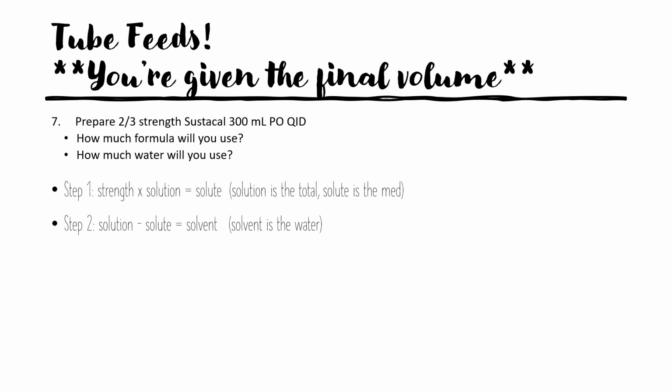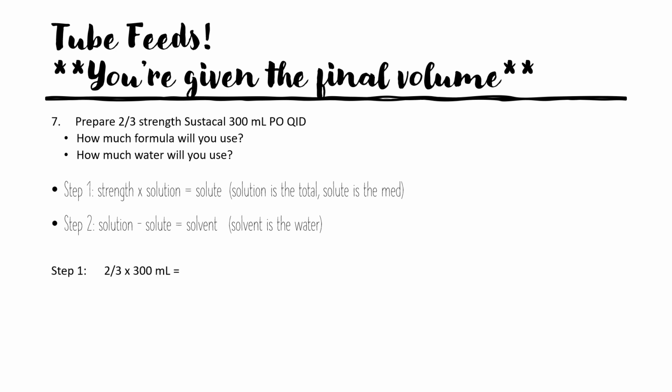So here you're given the final volume. Prepare 2/3 strength Sustacal, 300 milliliters, that's your final volume, PO, QID, how much formula will you use, how much water will you use. I like to do step 1, step 2, where step 1 is the strength times solution equals the solute, and step 2 is the solution minus the solute equals the solvent. The solution is the total volume, the solute is the med, and the solvent is the water.